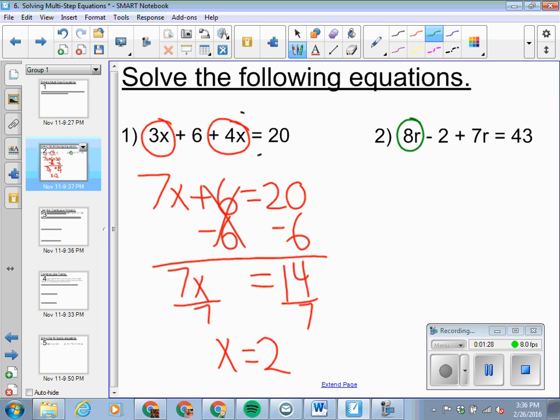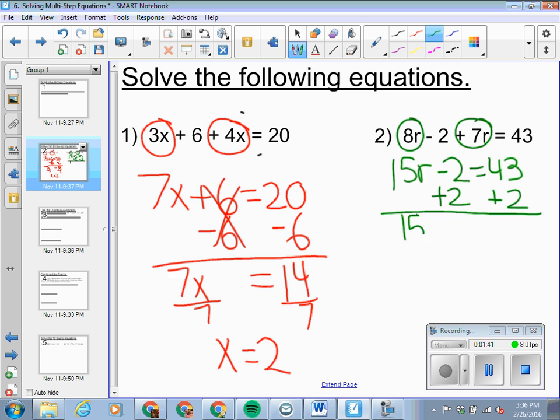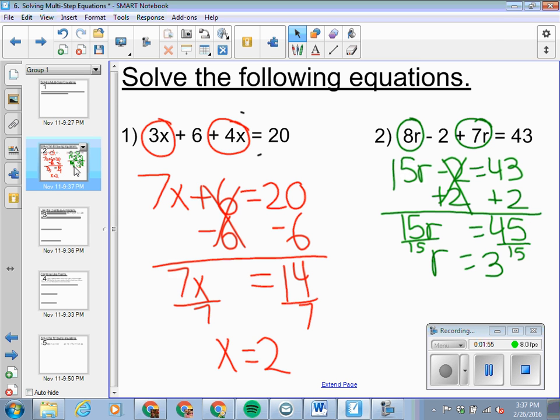Left side simplified. 8r and 7r, combine that to make 15r. Minus 2 equals 43. Now it's a 2-step equation, so we add 2 to both sides. Gets our variable term all by itself. So r equals 3. I'm sorry, I have to divide both sides by 15. Okay, so there's combining like terms. We saw this in our first lesson with addition and subtraction, so this is just our review here.